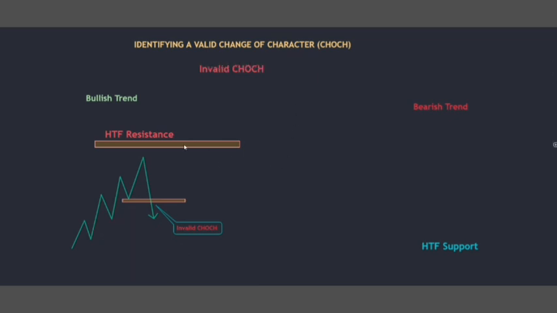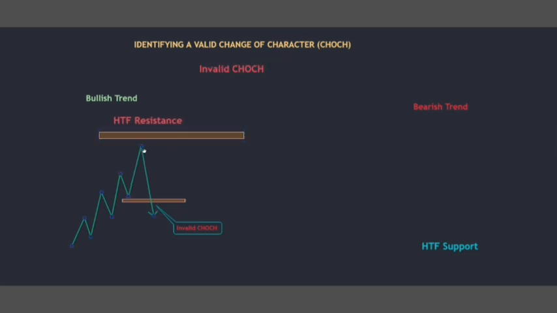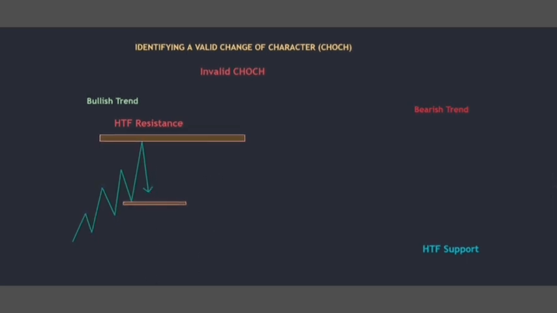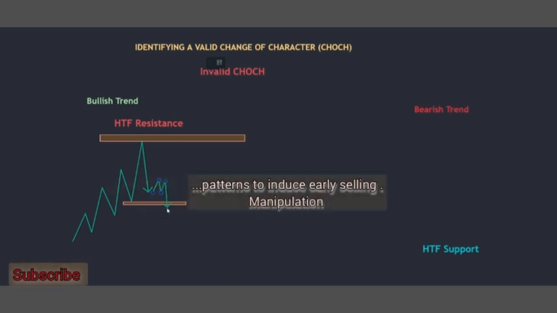Also, in another scenario, let's say it touches the resistance up there, and it gets to this area, and then you see a manipulation like this. It forms a double top here before breaking below here.